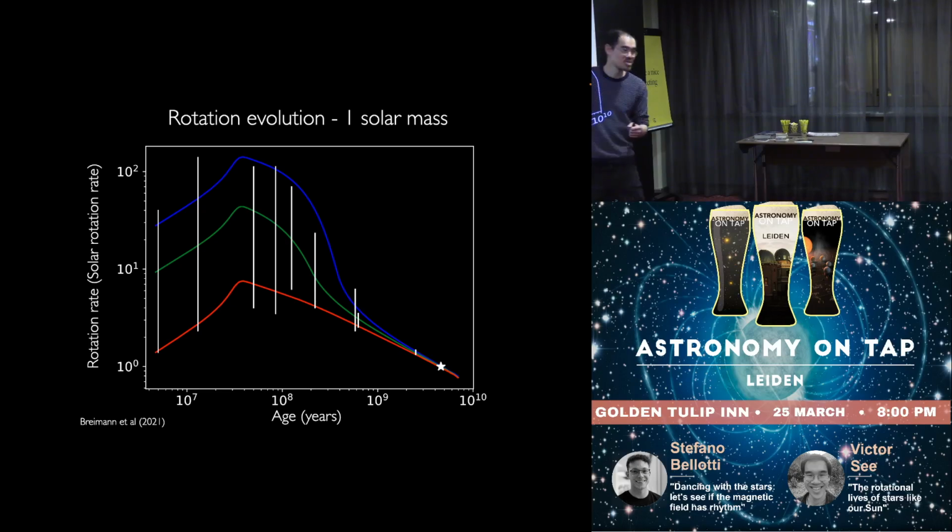Now, the assumption that we make is that the fastest star in this cluster will also correspond to the fastest star in the other clusters, so that the lines won't cross, right? These vertical lines are clusters. These vertical lines represent the rotation rates of all the stars in one cluster. Did that answer your question?